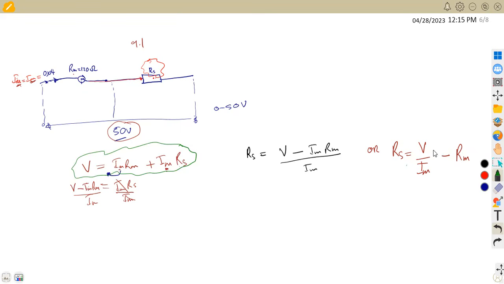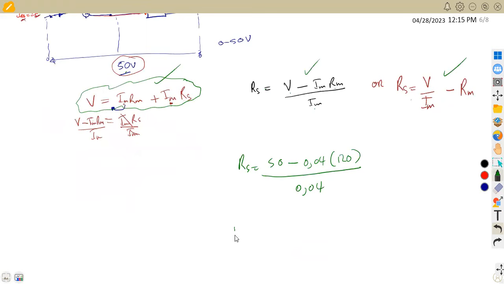From either of these formulas, we can calculate RS. I'm just going to use this one. That is V, my supply, which is the total voltage of 50, minus IM, 0.04, times RM, which is the meter's 120, over IM, which is 0.04. So this is going to give us RS, which is 1,130 ohms.